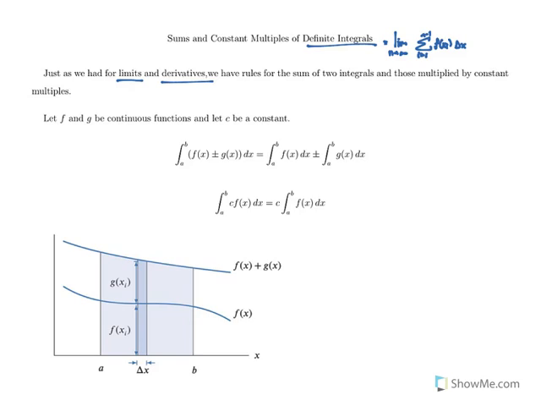So here are our rules. f and g are continuous, c is a constant. If we take two functions and we add them together or subtract them, we can break them up into two separate integrals and add or subtract. And this is analogous to the idea that when you take the derivative of x squared plus sine, you don't have to think about that as one big function. You can do separately the derivative of x squared and the derivative of sine. We can do the same idea with integrals.